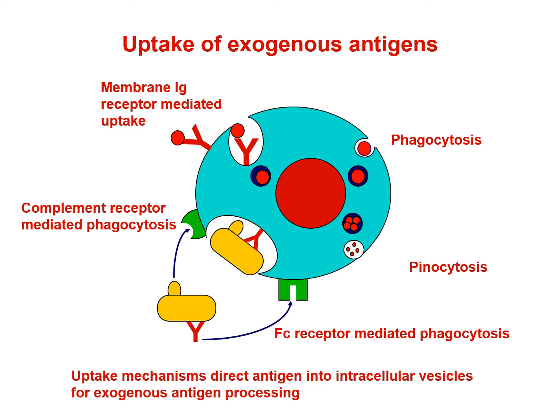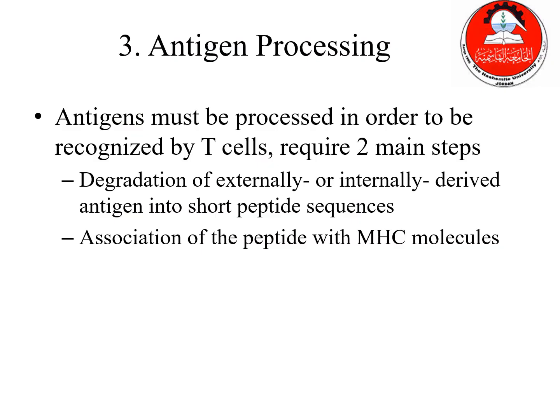So this whole process we are talking about involves exogenous antigen, which is going to be captured by the antigen presenting cell, displayed on major histocompatibility complex 2, and recognized by the CD4 cell. Antigen must be processed in order to be recognized by T cells. It requires two main steps: antigen processing, which is degradation of externally or internally derived antigen into short peptide sequences, and the association of the peptide with MHC class.